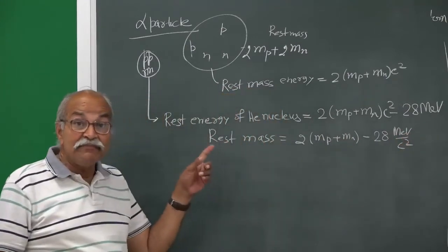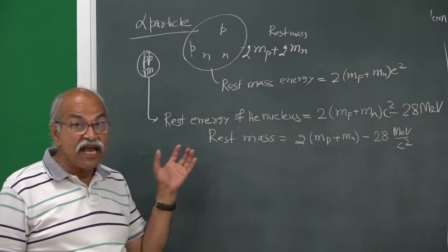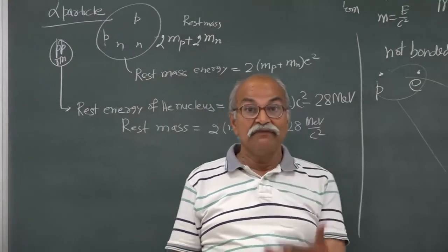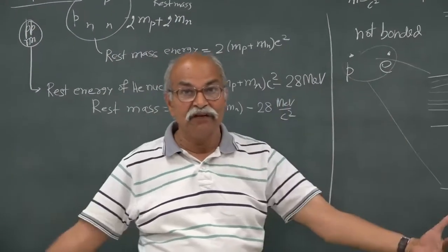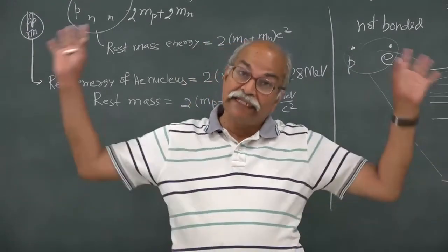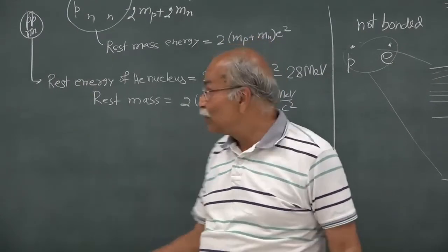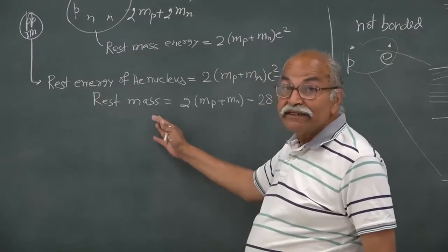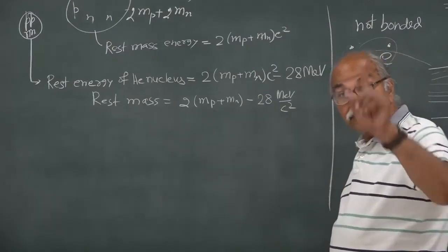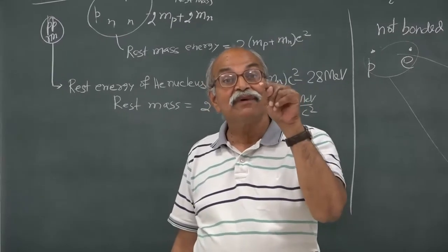And these are experimentally measured quantities. You can very accurately measure the mass of a proton, the mass of a neutron, the mass of an alpha particle. You have instruments and you have methods. Very accurate measurements are available for all the nuclei in fact, and from those measurements we know that the rest mass of helium is about 28 MeV/c² less than 2 times the proton rest mass energy plus 2 times the neutron rest mass energy.